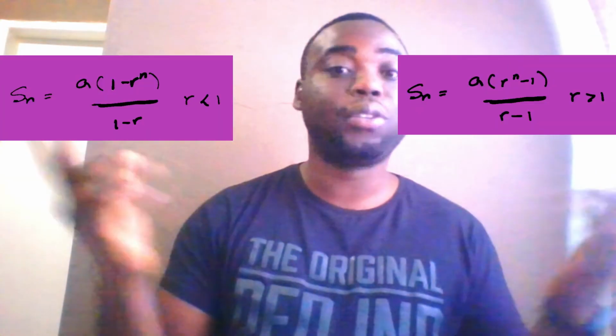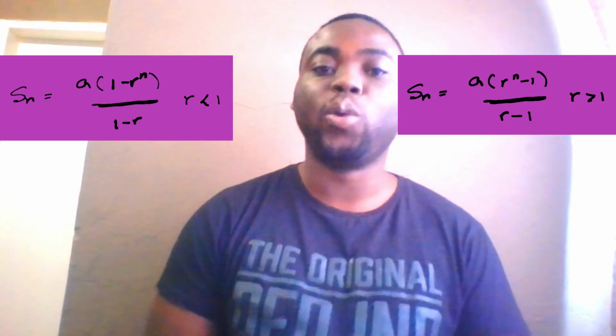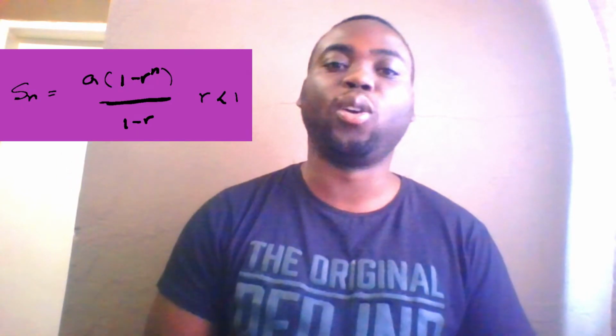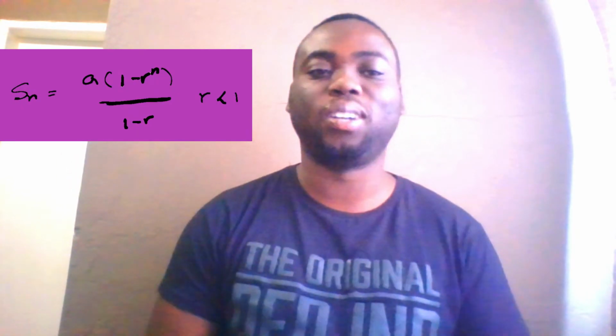The formulas for a geometric series are this one over here and this one over here. The difference between these two is we usually favor using this one when r, your common ratio, is greater than 1, and we use this one when your common ratio is less than 1. But it doesn't really matter, to be honest, because even if you swap it around, you will still get the same answer.